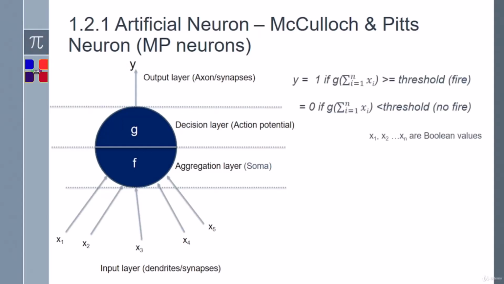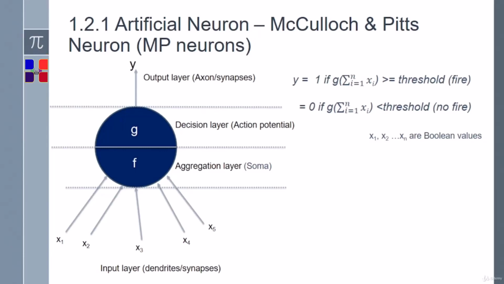Right. So this is how we can depict that mathematically. Assume that all the inputs and outputs are 0 or 1. So let's say y equals 1 if the sum of all the inputs is more than a threshold value, and if that value is less than the threshold, then it doesn't fire.